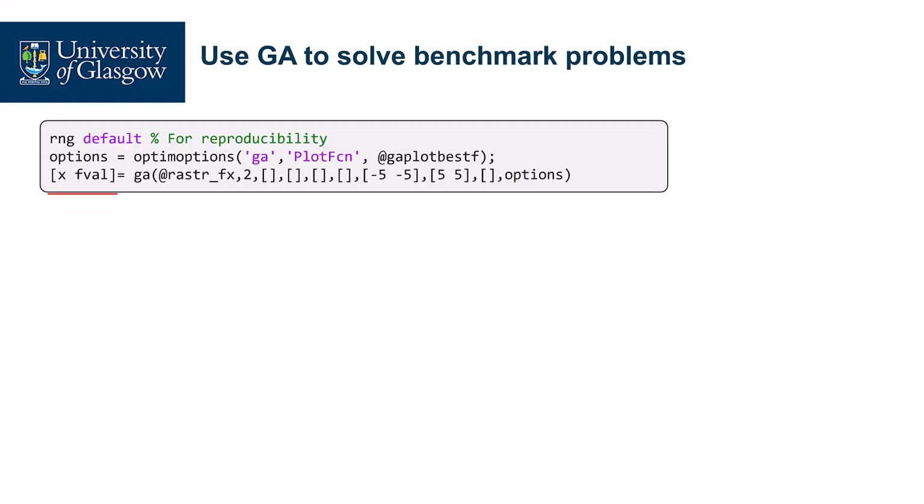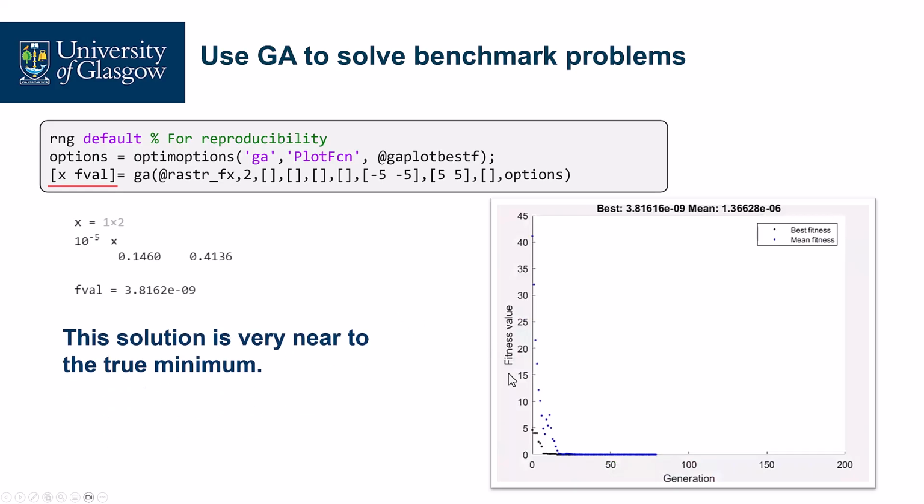At last, I put two outputs, including the x and its function value fval. This is the output. Not only x is here, the fval is also here. The solution is very near, and this is a plot.